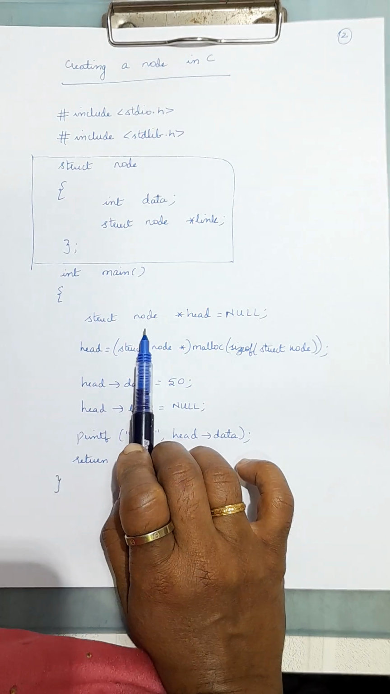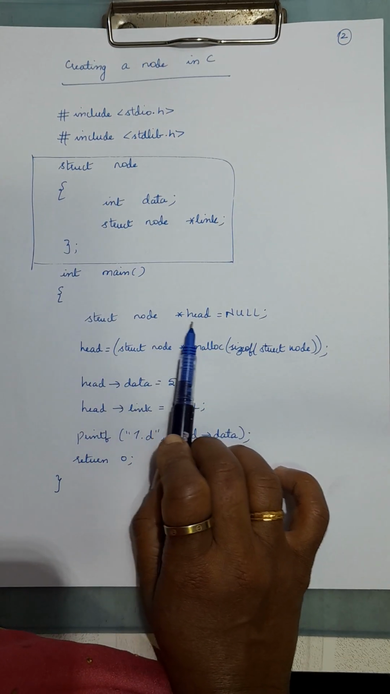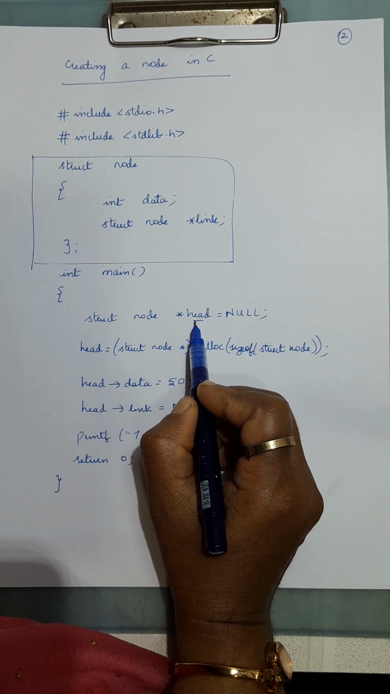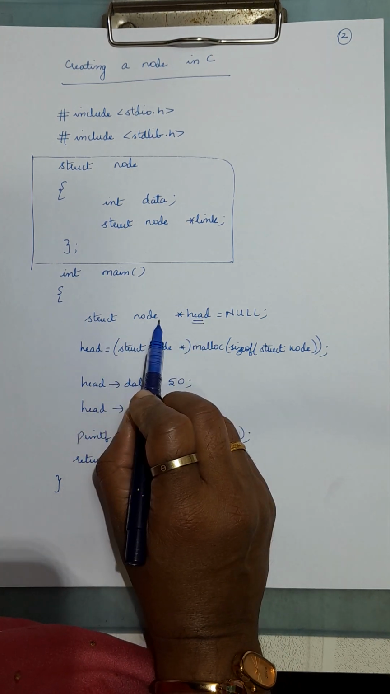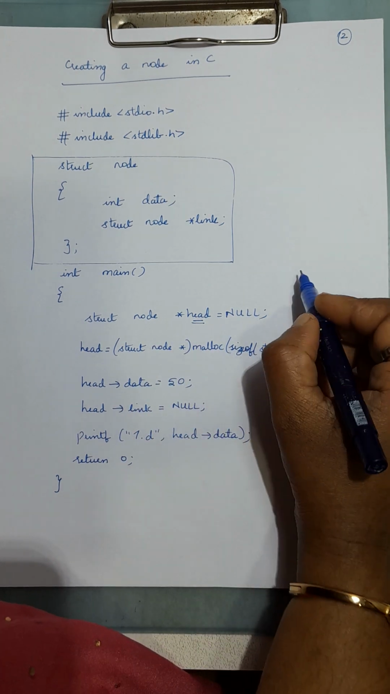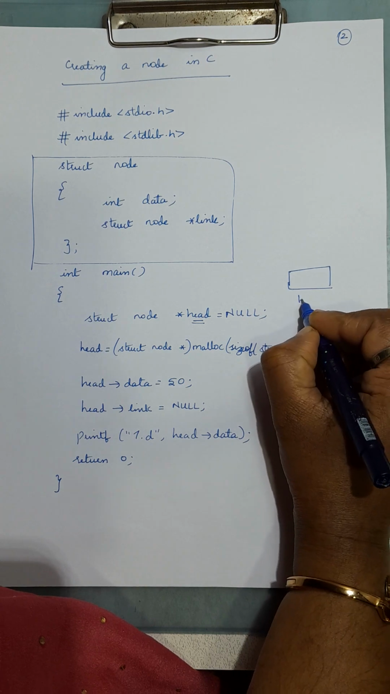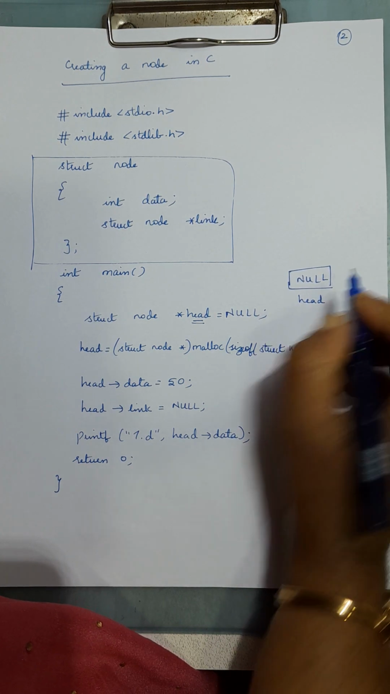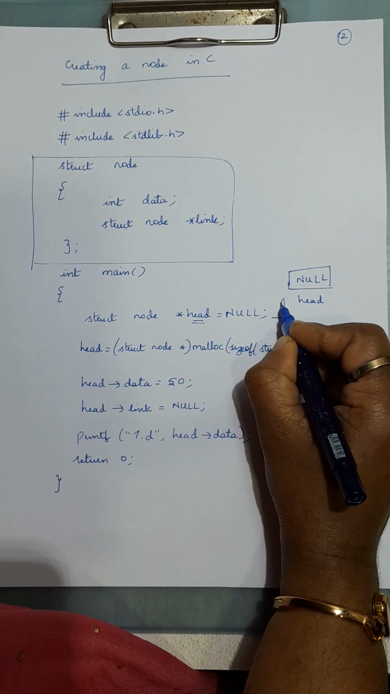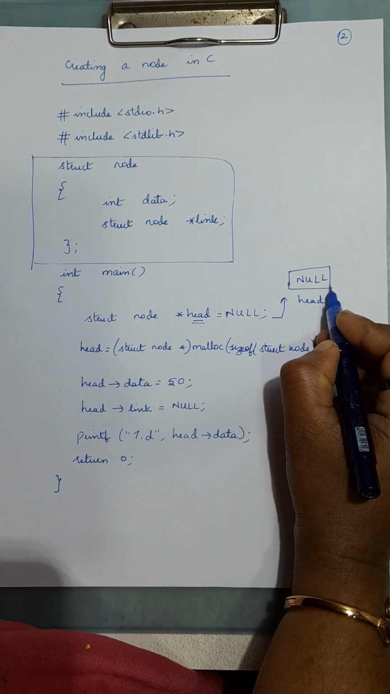Now coming to the main function, we are again creating struct node star head. Head is also a pointer. It is one more pointer, pointing to which structure? The node structure, and it is initialized to null. So which means we will have a head pointer and it is equal to null. After this line, this is how the coding looks.